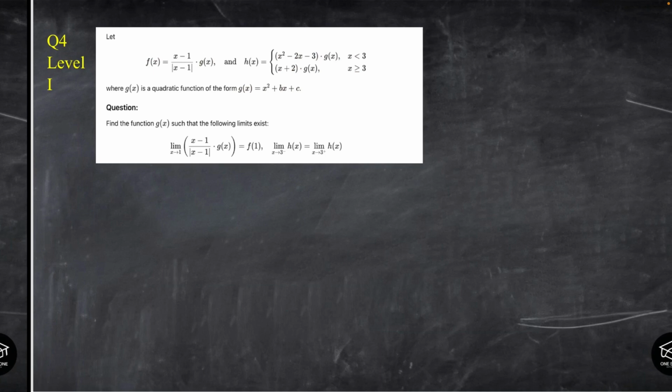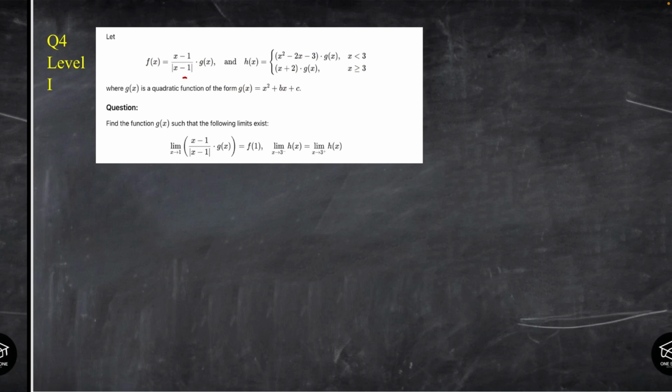That means the limit of f of x as x approaches 1 must equal f of 1, and the left-hand limit of h of x as x approaches 3 must equal the right-hand limit. Also, we're told that g of x is a quadratic function, which means g of x equals x squared plus bx plus c. Let's start with continuity at x equals 1.